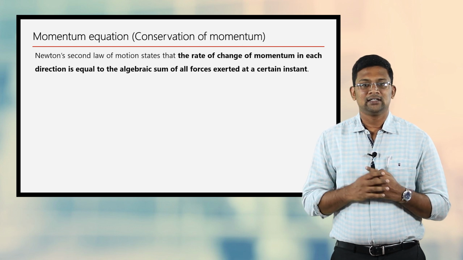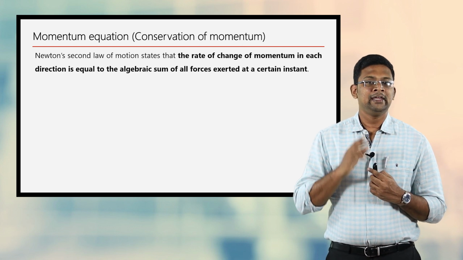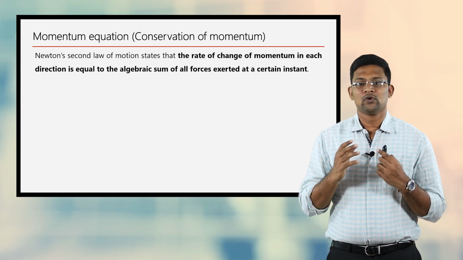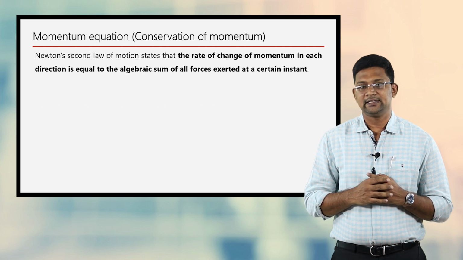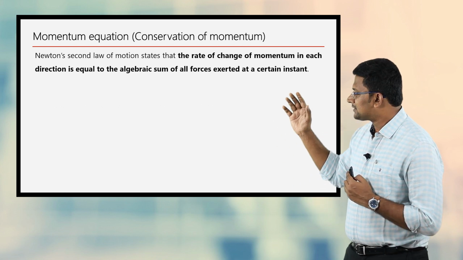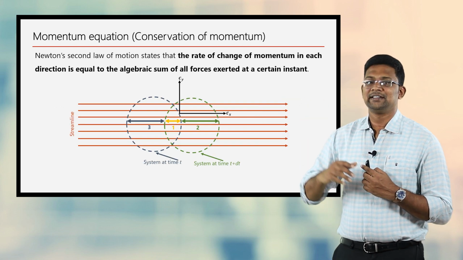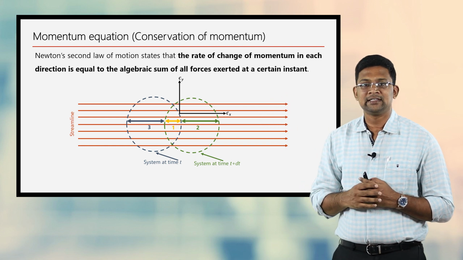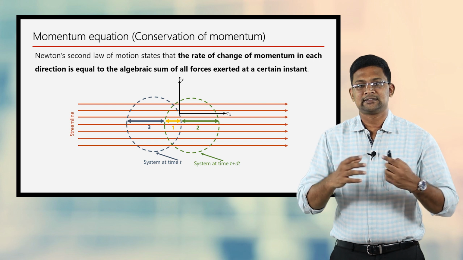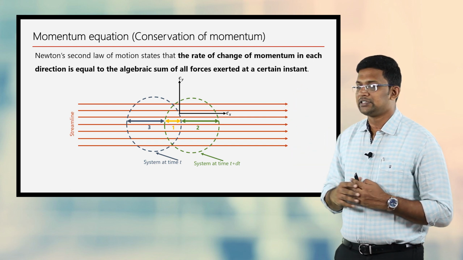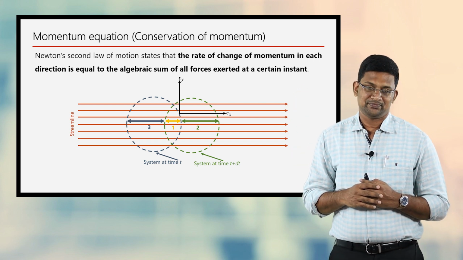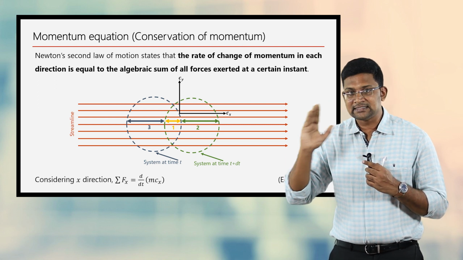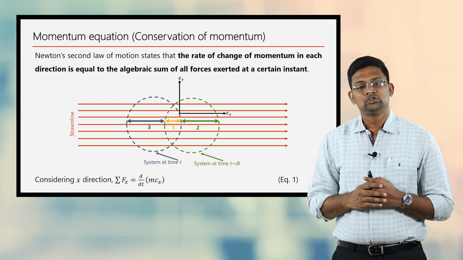which states that the rate of change of momentum in each direction is equal to the algebraic sum of forces exerted at a certain instant. We are considering the same figure which we have already seen in the continuity equation. I have marked the two components of velocity, Cx, the velocity component in x direction, and Cy, the velocity component in y direction. By Newton's second law, the sum of forces in x direction is equal to ∂/∂t of mCx.